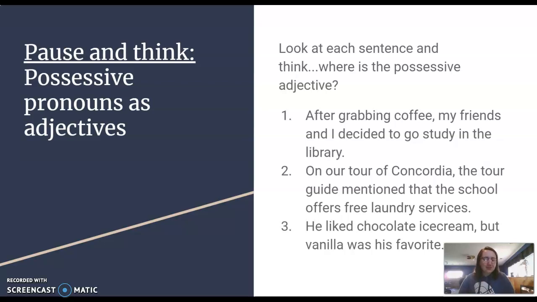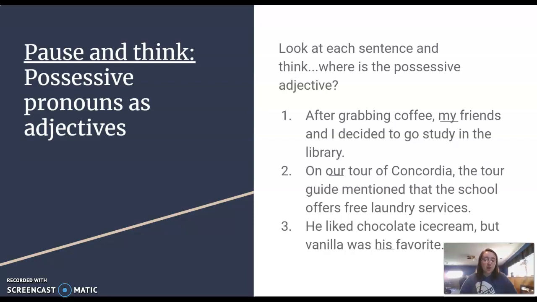All right. So number one: after grabbing coffee, my friends and I decided to go study in the library. My friends. My is modifying friends, designating that they are my friends. Number two: on our tour of Concordia, the tour guide mentioned that the school offers free laundry services. Our tour.